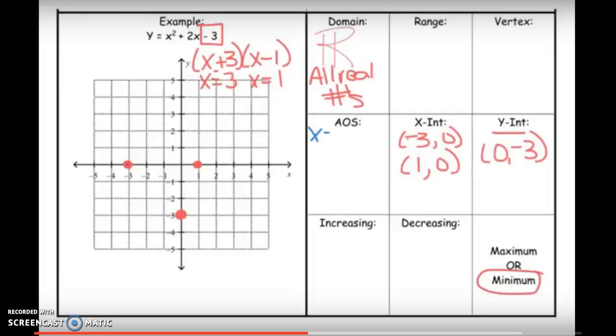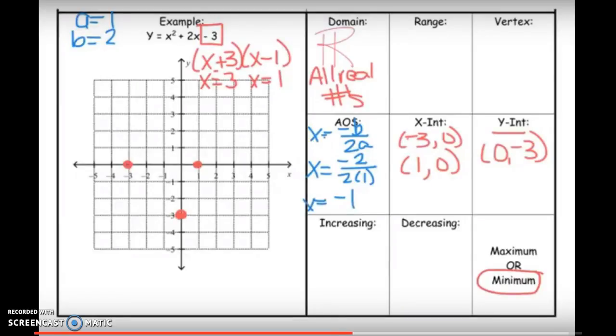The formula for that was the opposite of b over 2a. So if we look at our coefficient of a, that's 1. Our coefficient for x squared is 1. Our coefficient for x is 2. And we don't need the c, so we are just going to plug this in. It's the opposite of b, so it's negative 2 over 2 times 1. And that's going to give us an axis of symmetry at x equals negative 1.